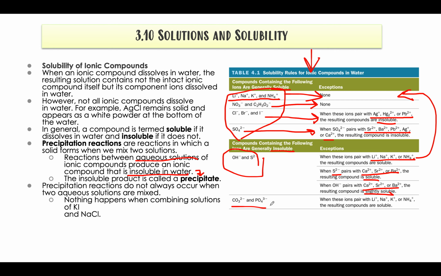Carbonates and phosphates are always insoluble, again, unless paired with lithium, sodium, potassium, or ammonium. So you need to memorize this table. It is incredibly important you memorize these solubility rules.